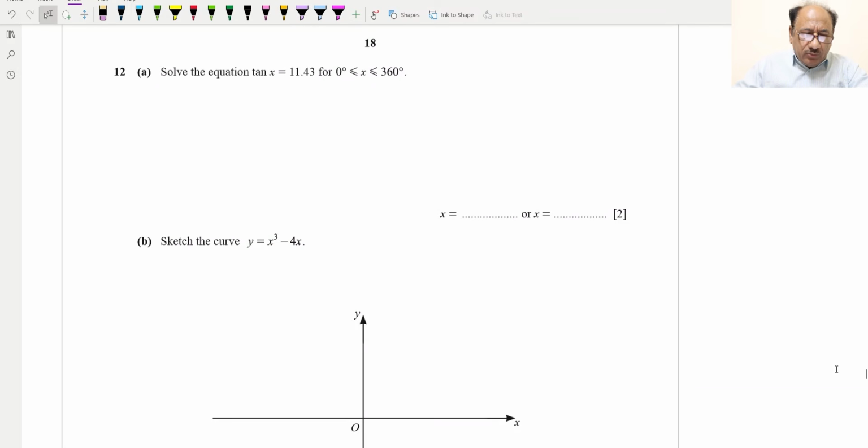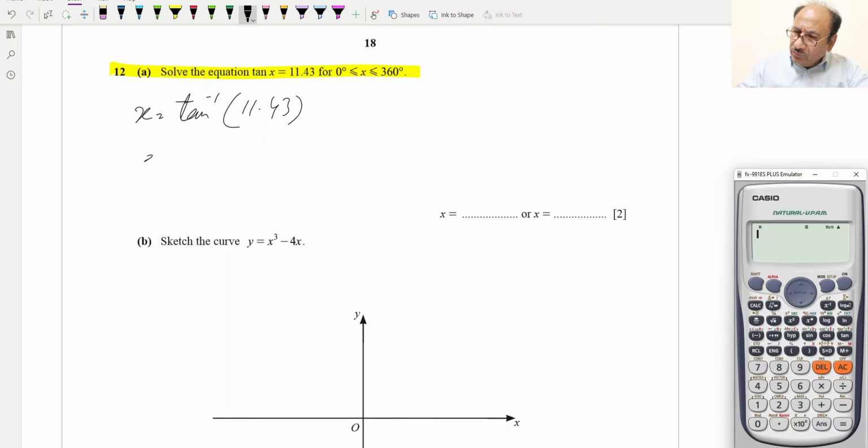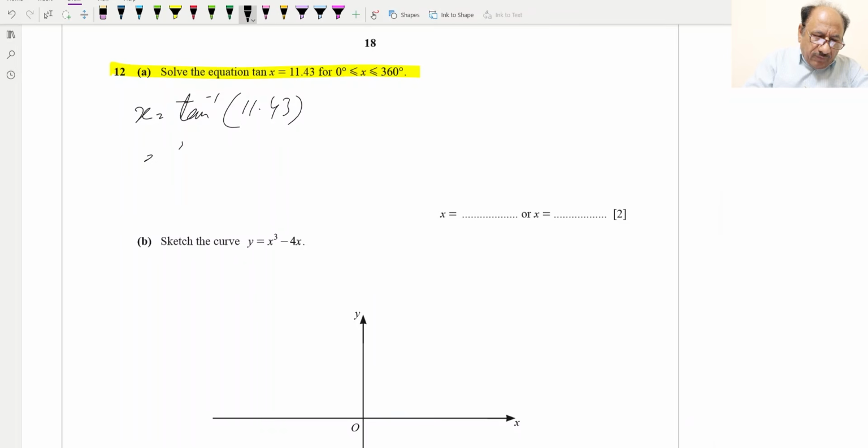Now question number 12. Question number 12 is a differentiation question. Solve the equation. This tan x is equal to this one. So x will be equal to tan inverse of this, 11.43, and this will be equal to, your calculator should be in degree mode, shift tan of 11.43 will be equal to 84.99. So we can write 85 degrees, and from 0 to 360 degrees.